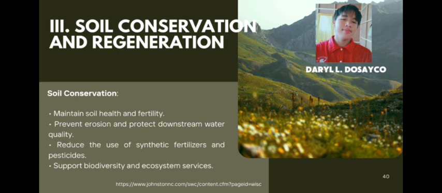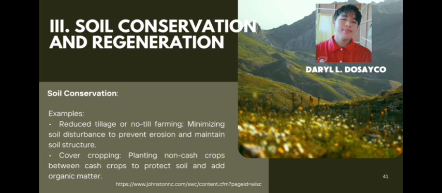These are the objectives of soil conservation. It maintains soil health and long-term fertility, preventing soil erosion and protecting water quality in nearby rivers and lakes. It also reduces dependence on synthetic fertilizers and pesticides, supporting biodiversity and other ecosystem services such as pollination and carbon storage. An example of soil conservation practice.